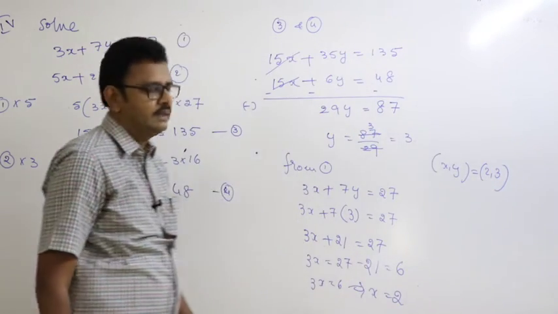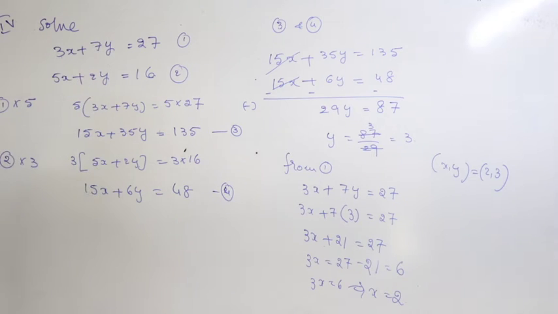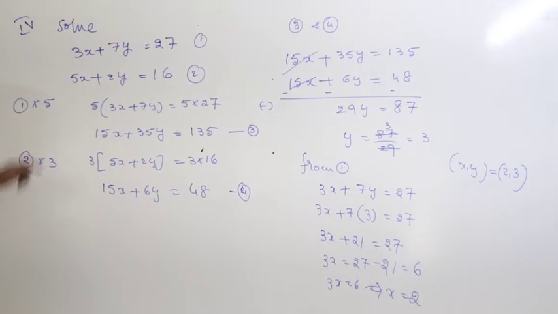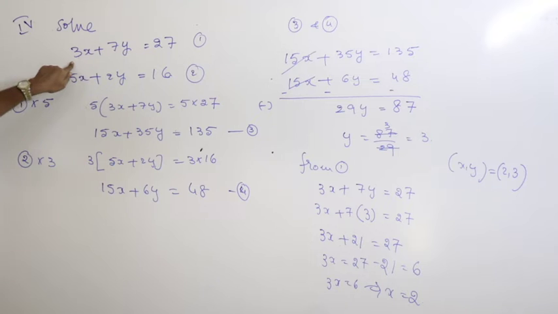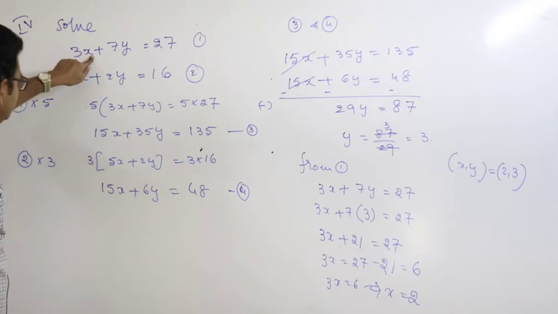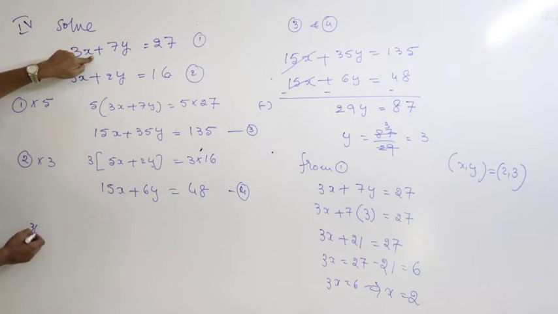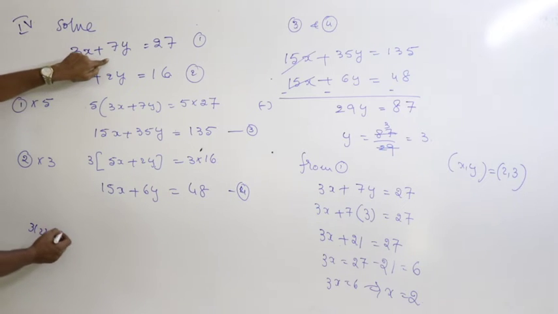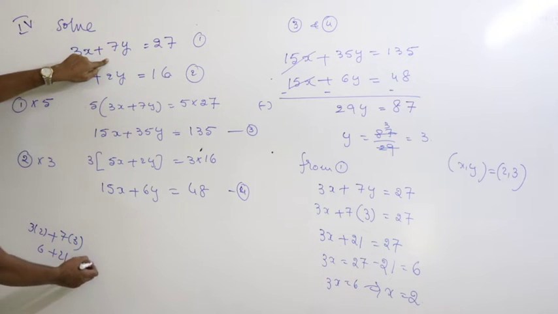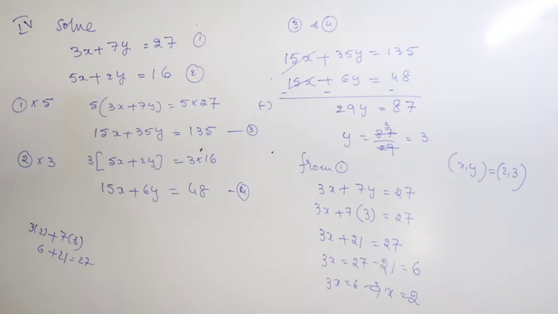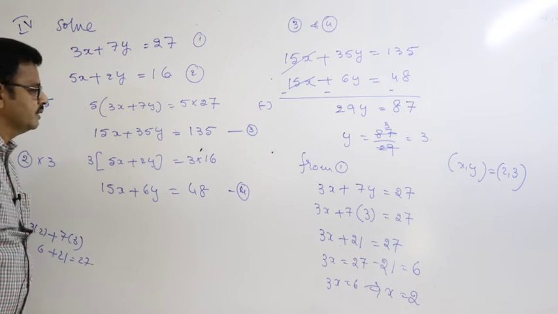2 comma 3. Check whether your answer is right or wrong. Verification. 3 into x value is 2, 6. 3 into 2 plus 7 into y value 3. So this is 6 plus 21, which is 27. So answer is correct. So this is one method to solve the equations.